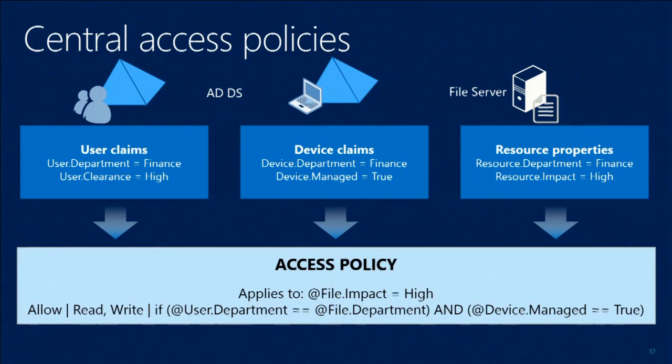So now I can actually have an access policy that says, if the file is high impact, allow access only if the user department is the same as the file department. So why is it important to use the user claim here? Because if I have 500 departments, I just need one rule for it. I don't need 500 rules. I don't need to say if the user is from the finance department and the file is from the finance department. I can just say user department equals file department.